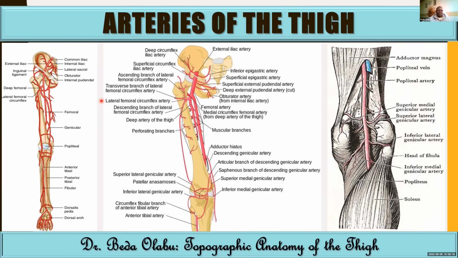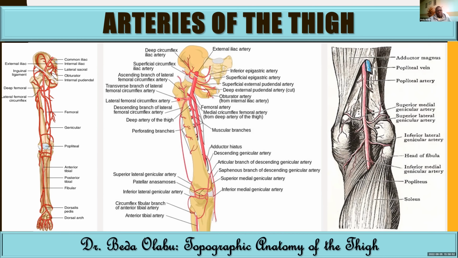Even though they are branches of the deep femoral artery, there are some common variations about them. Either one or both of them can come from either the deep femoral artery or the common femoral artery. Remember, I didn't mention superficial femoral artery. Now, the circumflex femoral arteries have some named branches as well.